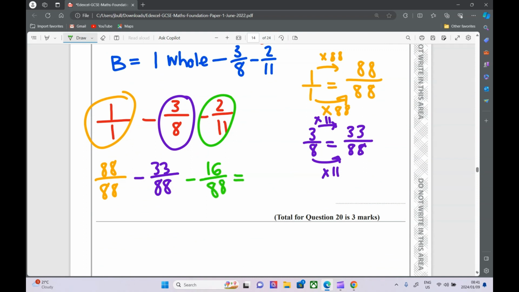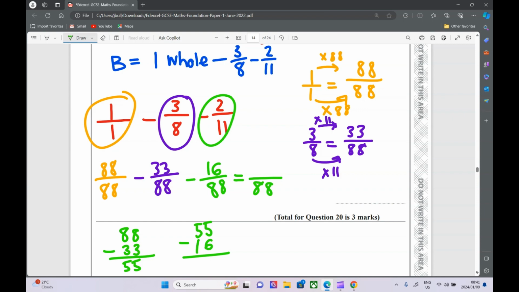Okay, when we are subtracting fractions, what happens is the bottom stays the same, so we can immediately just write the bottom number. The top is what changes. So we're going to have 88, take away 33, take away 16. Okay, let's work that out. So 88 take away 33. 8 take away 3 is 5. 8 take away 3 is 5. Then we're going to have 55 take away 16.